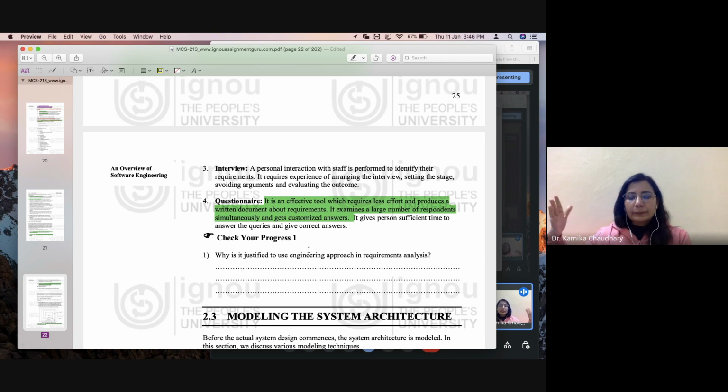Questionnaire is basically a set of questions in written form. And it is also considered a very effective tool, which requires less effort and produces a written document about the requirements. Fine. So these are the four types of tools which are there.